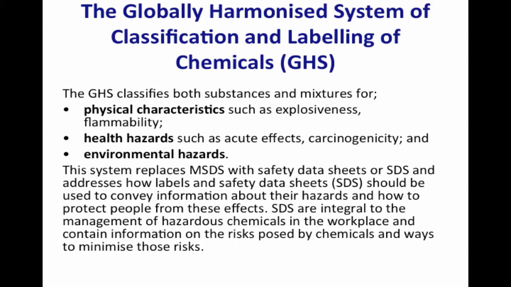The GHS classifies both substances and mixtures for physical characteristics such as explosiveness and flammability, health hazards such as acute effects, carcinogenicity, and environmental hazards. This system replaces material safety data sheets with safety data sheets, or SDS, and addresses how labels and safety data sheets should be used to convey information about their hazards and how to protect people from these effects. SDS are integral to the management of hazardous chemicals in the workplace and contain information on the risks posed by chemicals and ways to minimise these risks.